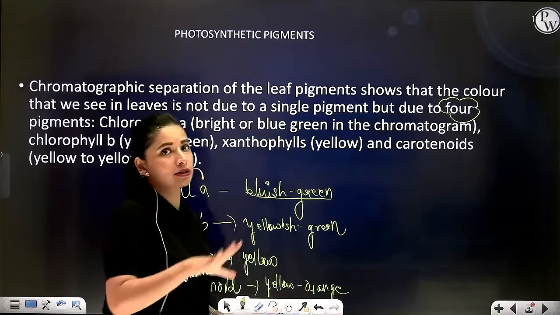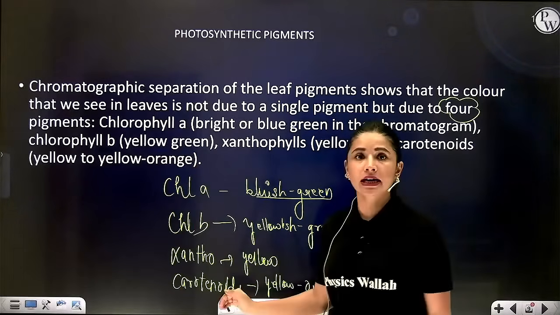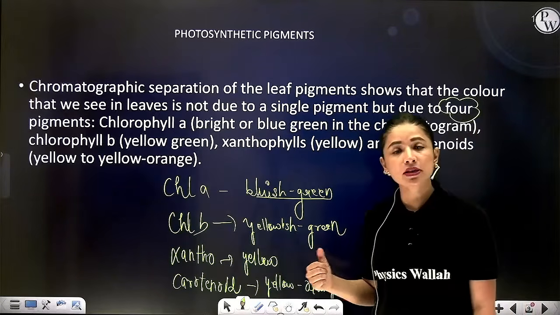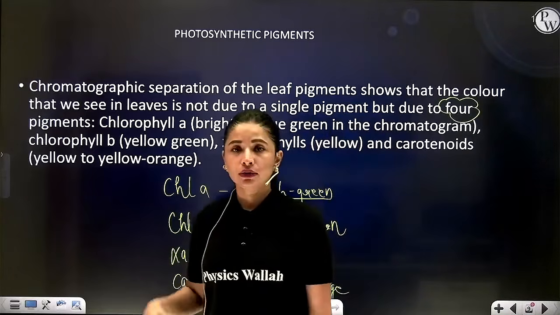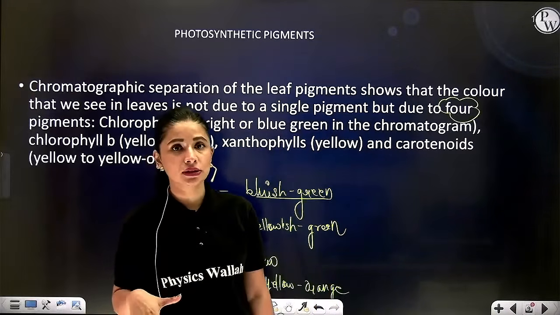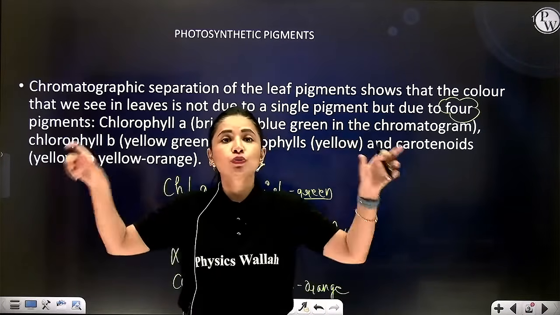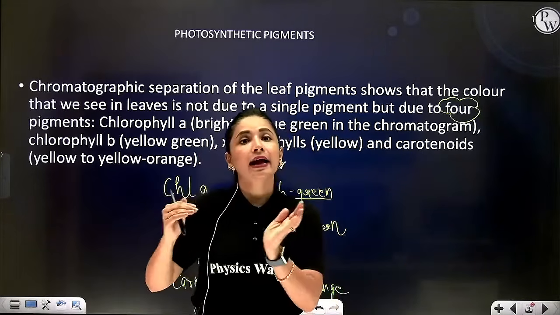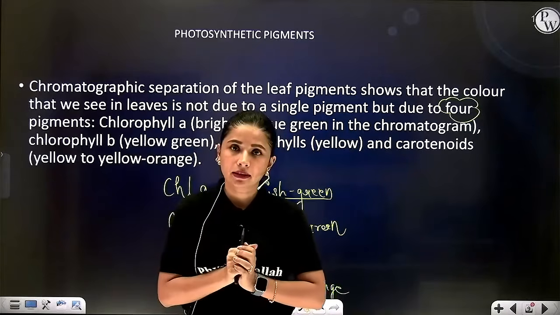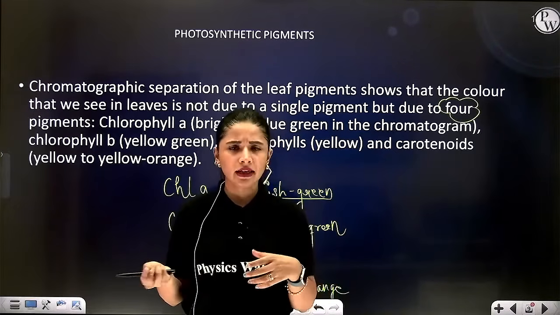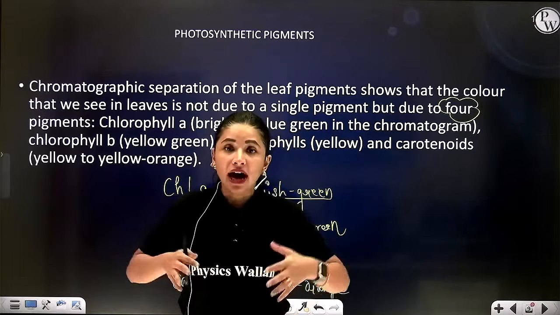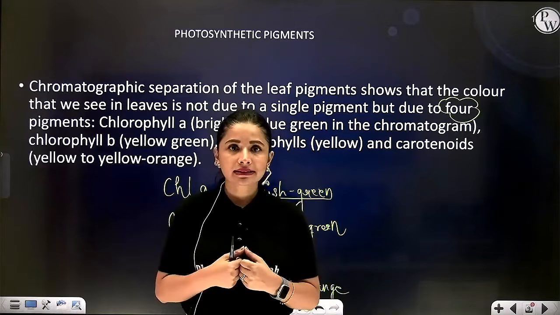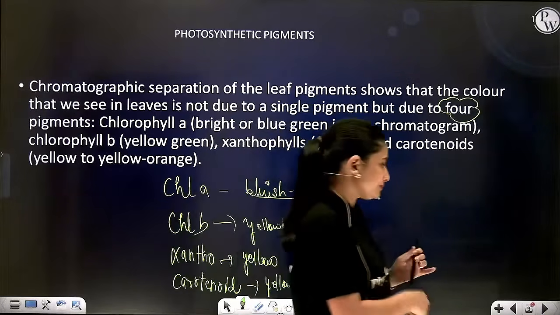So on the paper chromatogram, there will be 4 dots of these colors depicting each photosynthetic pigment. So how many photosynthetic pigments are found in higher plants? 4. Now, these 4 pigments, my dear students, can be categorized into 2 broad categories, that is, main photosynthetic pigment and accessory photosynthetic pigments. Main, accessory, what is this? Why not all photosynthetic pigments are important? Why is one main and why are 3 accessory? So let's try to understand.